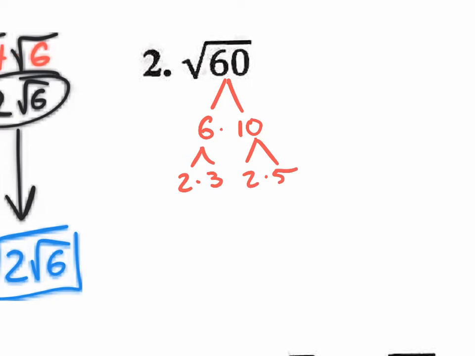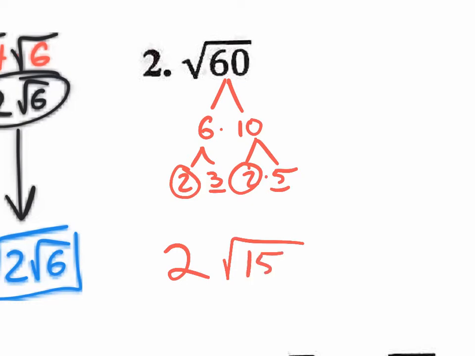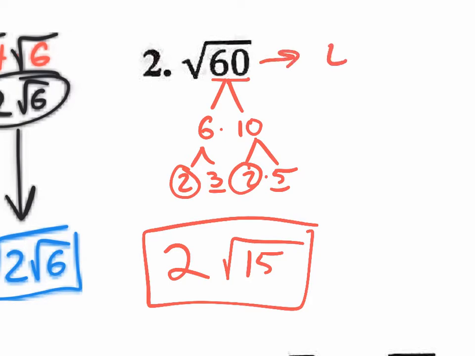What pairs up? The 2's pair up, so there's one single 2 on the outside. What didn't pair up? The 3 and the 5, so 3 times 5 is 15 on the inside. So you get the answer 2 square root of 15. Now, if you saw the perfect square number and said, okay, 60 is not a perfect square number, 4 times 15 is, split the root, 2 square root of 15 is your answer.